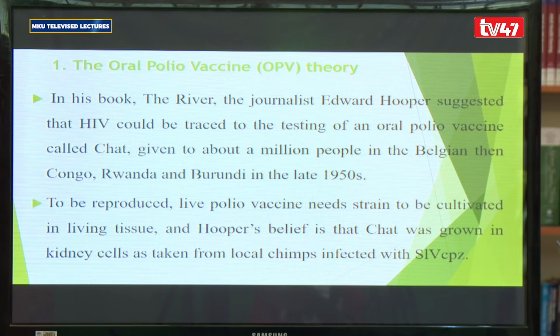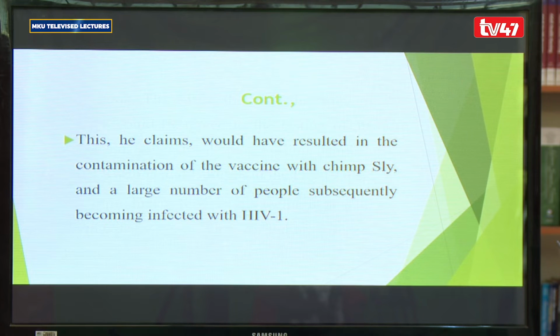To be produced, live polio vaccine needs strains to be cultivated in living tissues. And Hooper's belief is that CHAT was grown in kidney cells taken from local chimpanzees infected with SIVcpz. This then would have resulted in the contamination of the vaccine with SIV from the chimps, and a large number of people subsequently became infected with HIV-1.